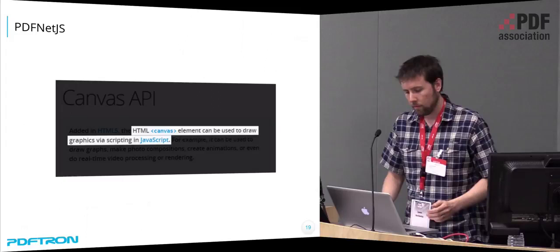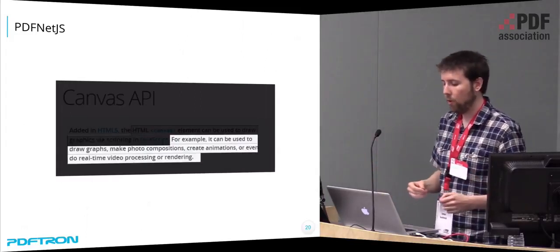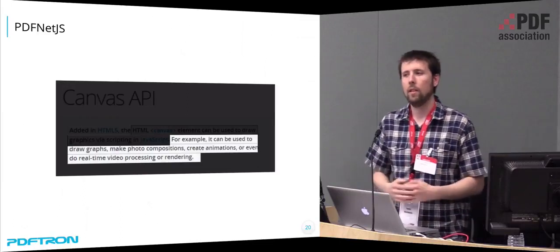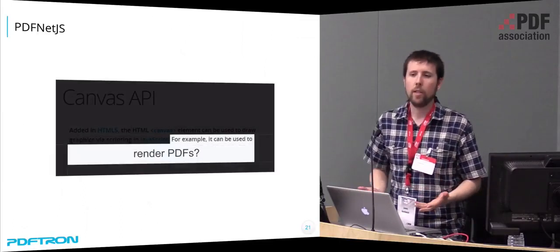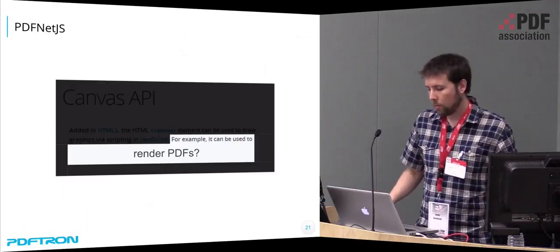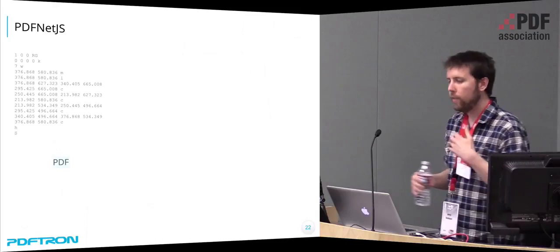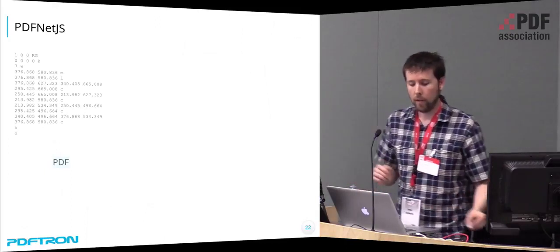The Canvas is an HTML5 element that can be used to draw graphics using JavaScript. As an example, they say you can use it to draw graphs or photos, create animations, or do video processing or rendering. So the question for us is, can we use this to render PDFs? How would you use it to render PDFs? How this works is you would have a JavaScript program that can understand the PDF file format.